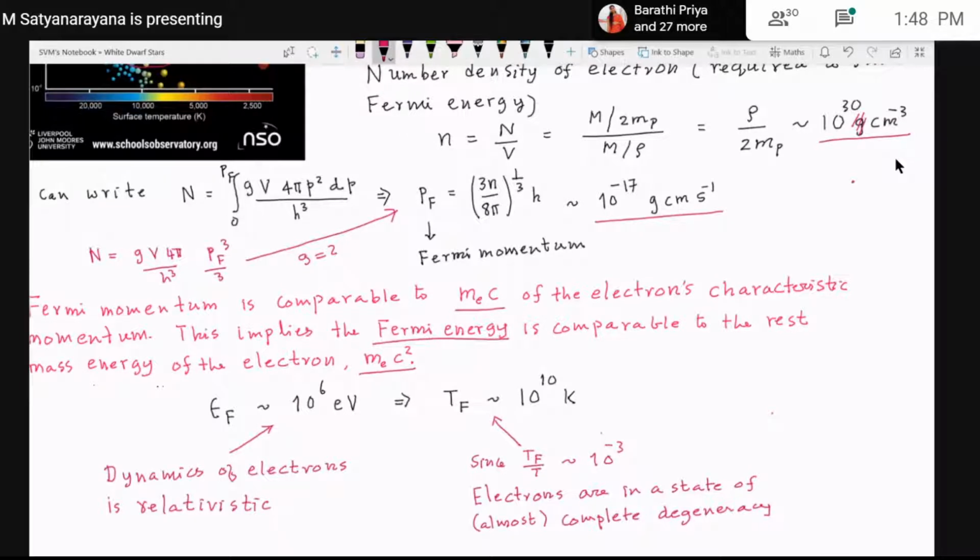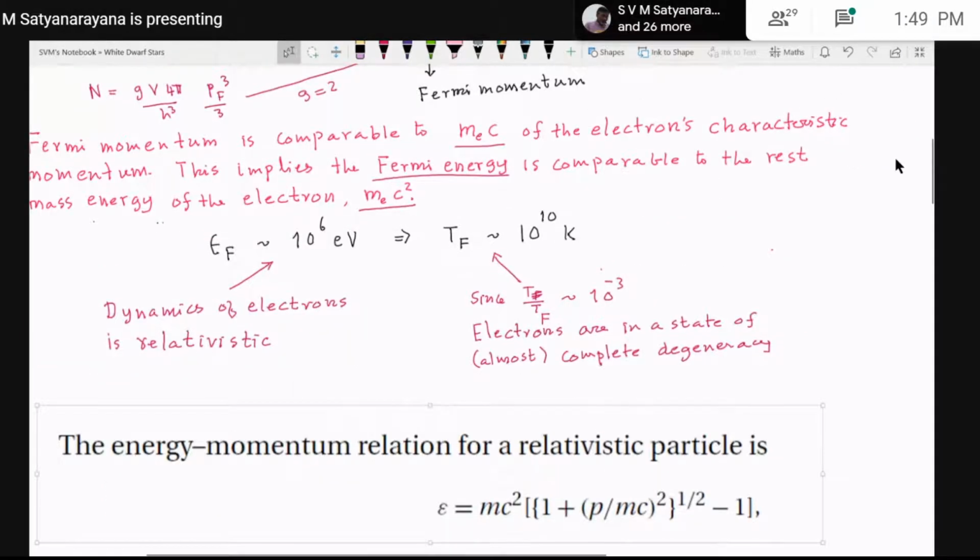And the second conclusion is that since T_F is 10 to the 10 Kelvin, we have T by T_F. We have already talked about the temperature of the black hole, which is 10 to the 7 Kelvin, and this Fermi temperature is 10 to the 10 Kelvin. So this ratio is of the order of 10 to the minus 3, which means that the electrons are in a state of almost complete degeneracy, which means that its behavior is only going to alter slightly from its T equal to 0 behavior, because T by T_F is very, very small. Okay, so these two conclusions we can draw from this particular result.